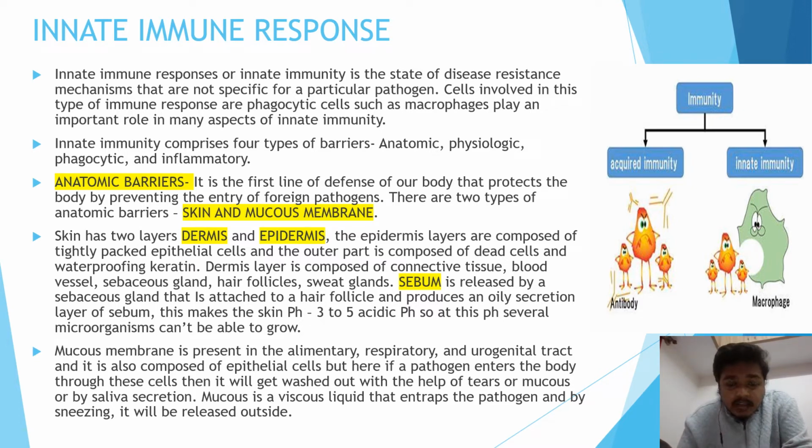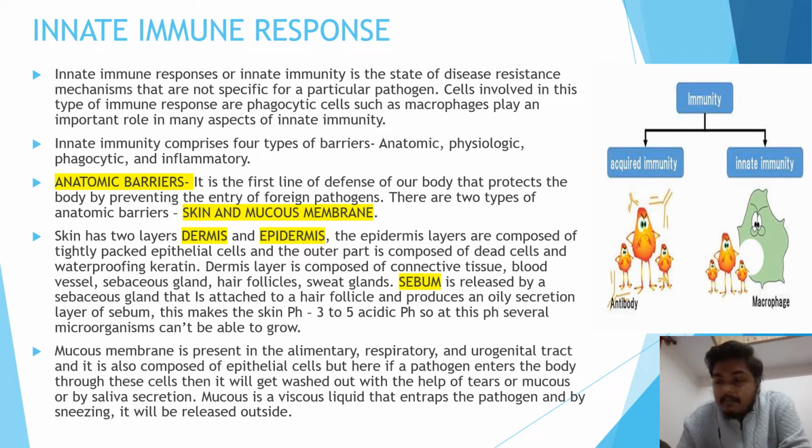Our skin releases sebum. Sebum is released by the sebaceous glands. So what is the role of that sebum? This sebum will reduce the pH of the surface of the skin. When the pH of the skin surface is reduced, it becomes acidic, with a pH of around 3 to 5.